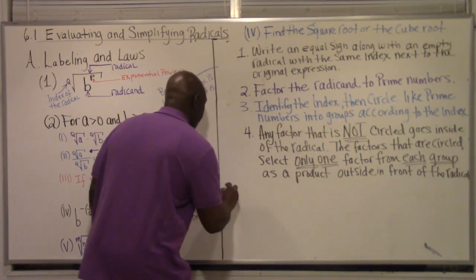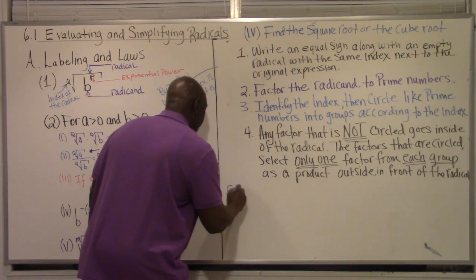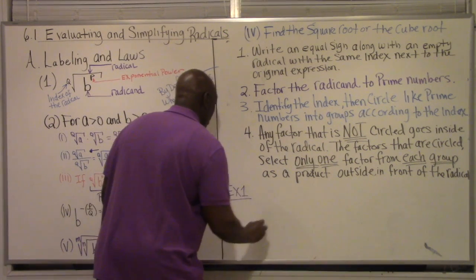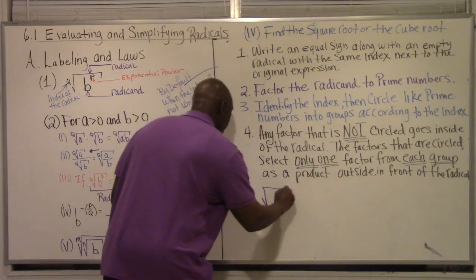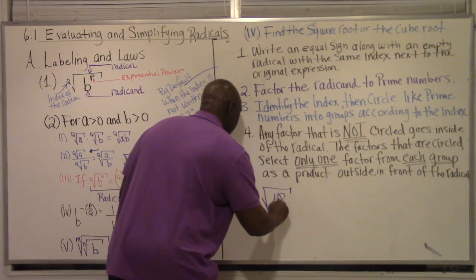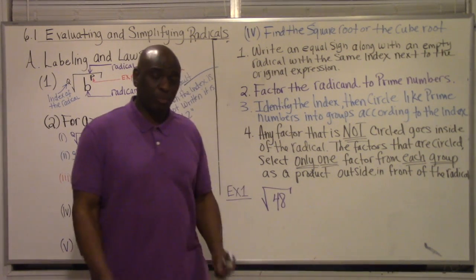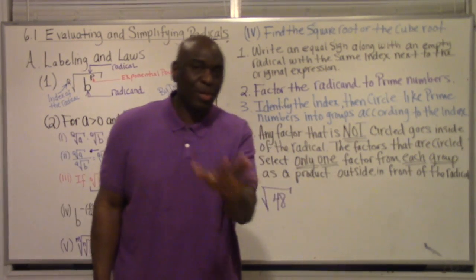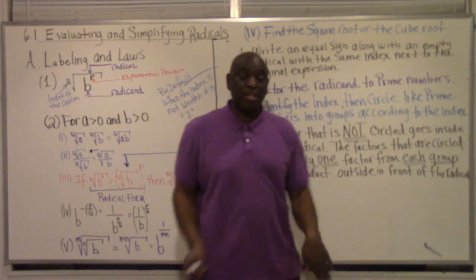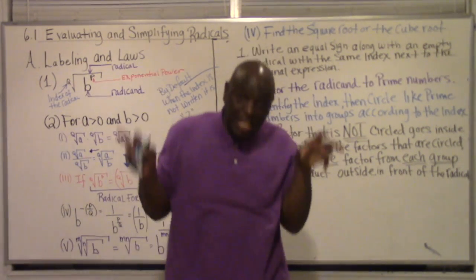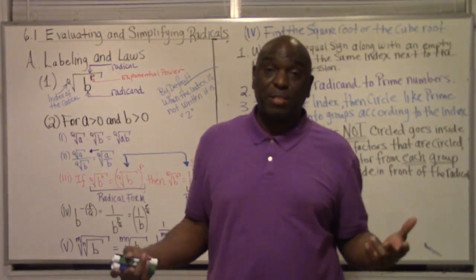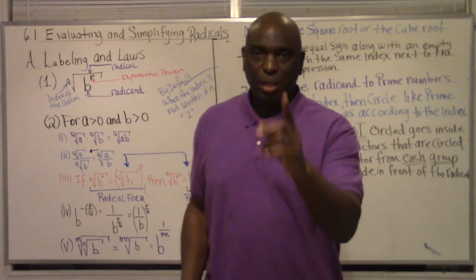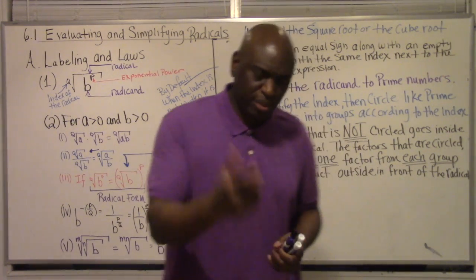Example one. What is the square root of 48? What does that equal? Root 48. Now, for all you guys who do not need this process because you are an advanced placement student and you don't need the process, you know what to do, here's what you do. Watch this.